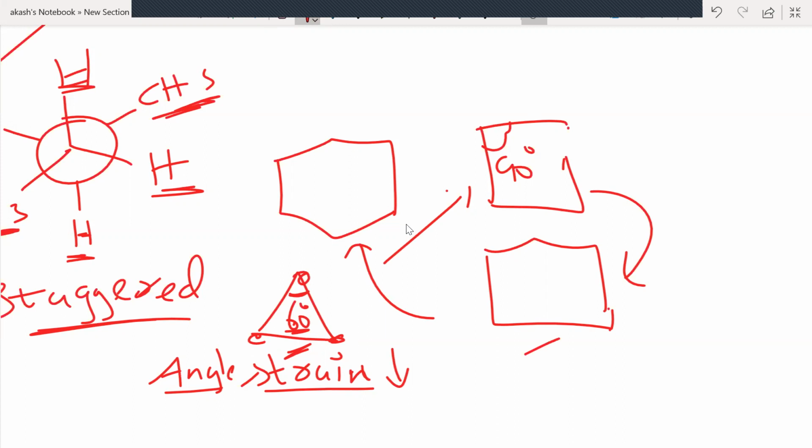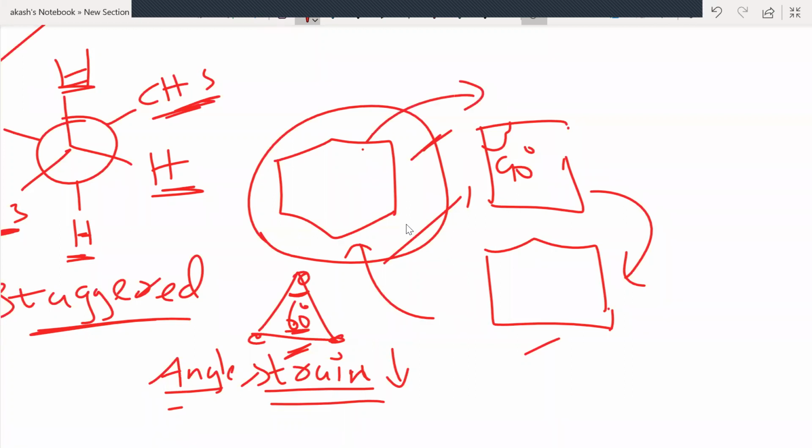Now when I go from cyclopentane to cyclohexane, this is the most stable cyclic structure I can have. Please remember that. If I ask you, among 3, 4, 5, 6 membered rings, which is the maximum stable, the answer is cyclohexane, because that has the least of all angle strain. The bond angle is almost close to 109, I would say close to 105, 106. So the least angle strain is for your 6-membered ring.